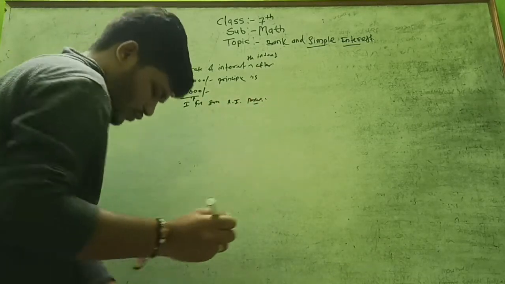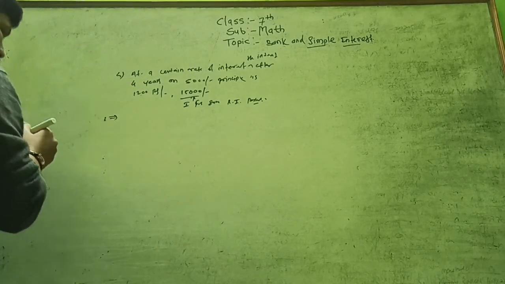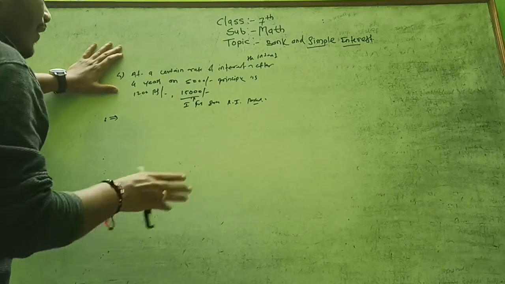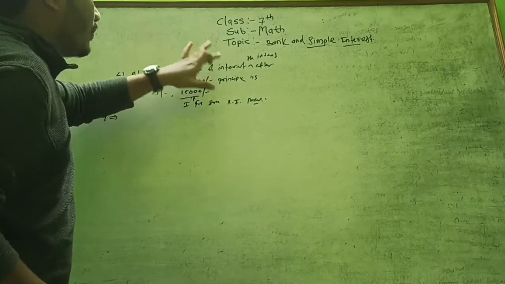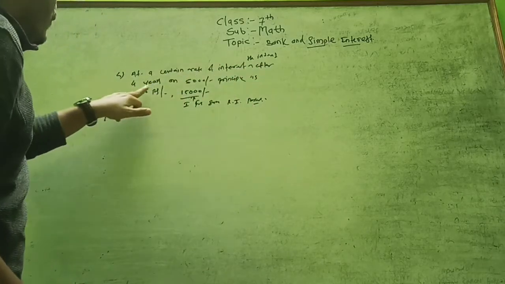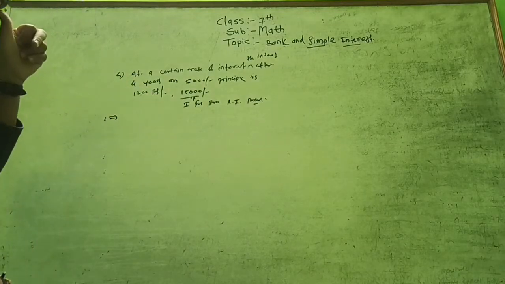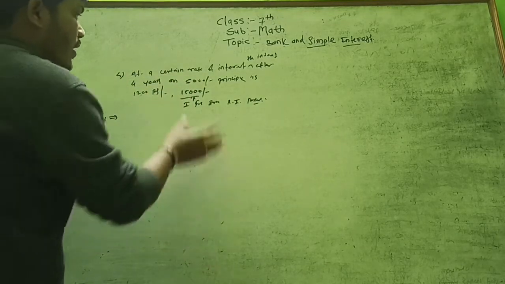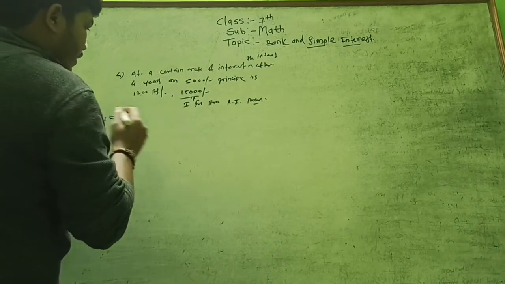First of all, understand the problem. What is given? We have two parts to the problem. In the first part, at a certain rate of interest, the interest after the 4 years on the 5,000 rupees principal is 1,200 rupees. In the first part, we have to find out the rate of interest.